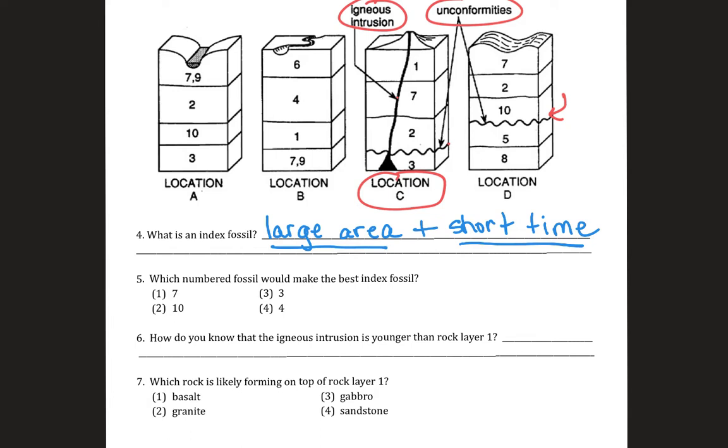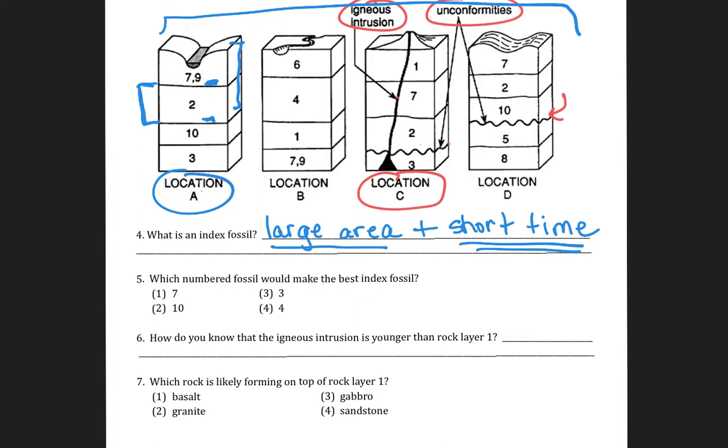So a large area would be like all of these, right? If it lived in all of the locations, like if we find that fossil in location A, B, C, and D, then that's a good index fossil, as long as it lived also for a short time. Now, a short period of time would mean I only find it maybe in one rock layer in location A, right? If I find it in 2 or 3 rock layers in location A, that's a lot longer time, because it lived for a long time while those rock layers were being deposited. So if it's only in one rock layer of deposition, then we know that's a short period of time.